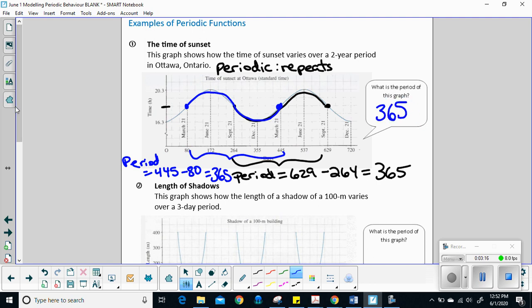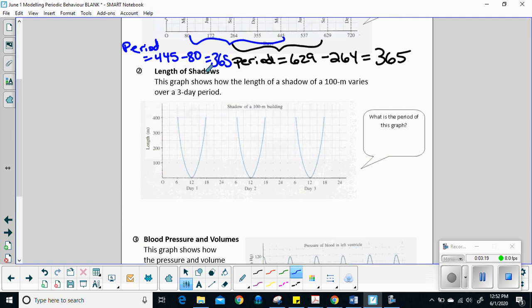Here we have one where I'm talking about the length of shadows. It shows how the length of a shadow, I think that's supposed to say object, oops, of a 100-meter object varies over a 3-day period. So you see there's no shadow, and then it's really long, to 0, really long again, nothing, really long. Well, that's kind of an interesting curve, isn't it? If I started with this point, my curve is going down, up, end, repeat, down, up, end, repeat.